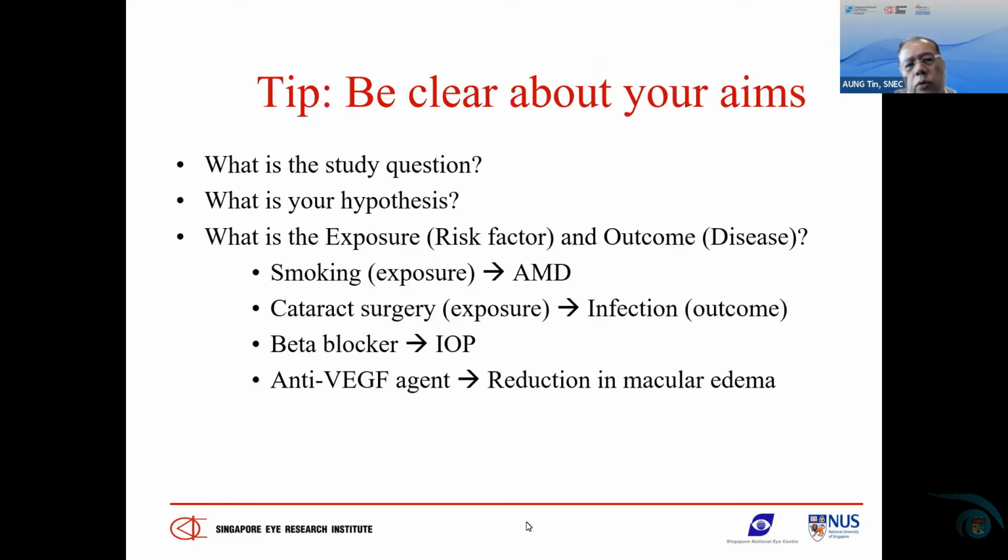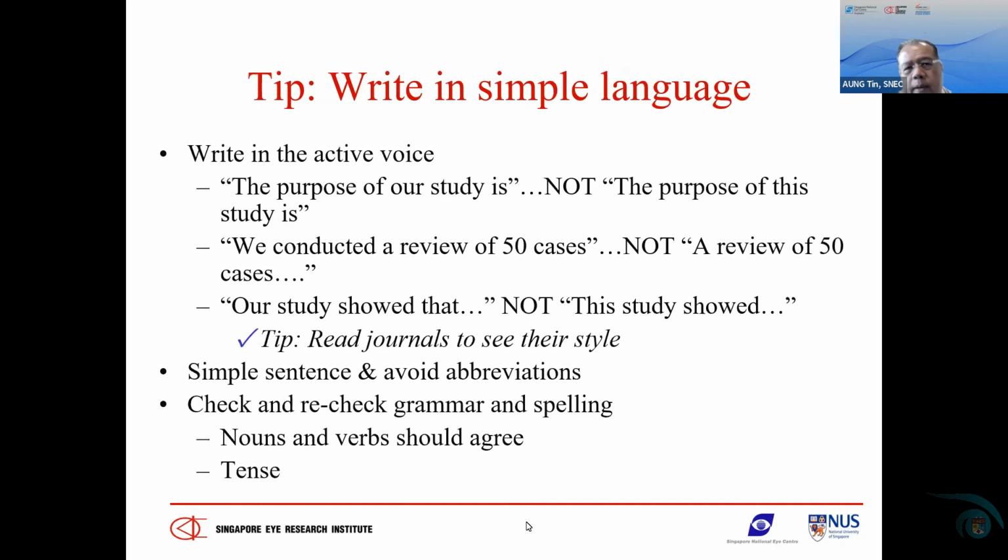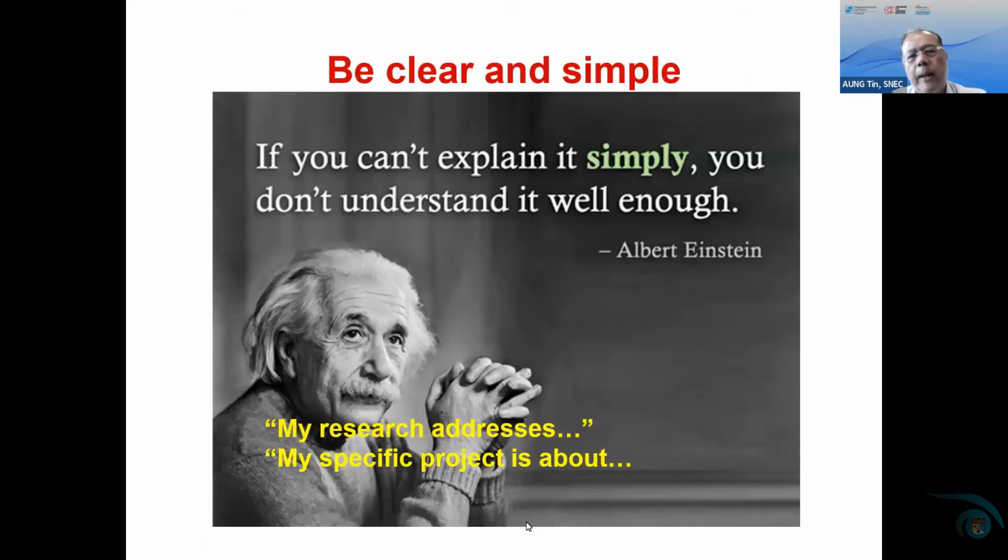The aims are also very important. What is your study question, and what is the hypothesis? Remember, I told you about hypothesis followed by aims. For example, what are the risk factors, what affects the outcome, etc. And write in simple language, in the active voice. For example, "The purpose of our study was," or "We conducted a review of," so it's in the active form rather than the passive form. Then write simple sentences, and of course check your grammar. Remember, be clear and simple.